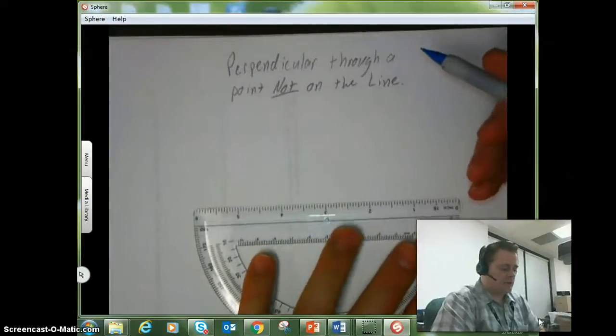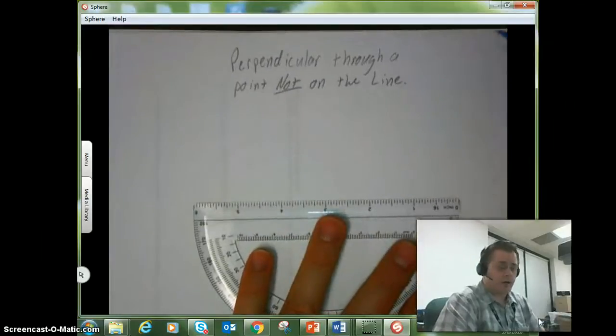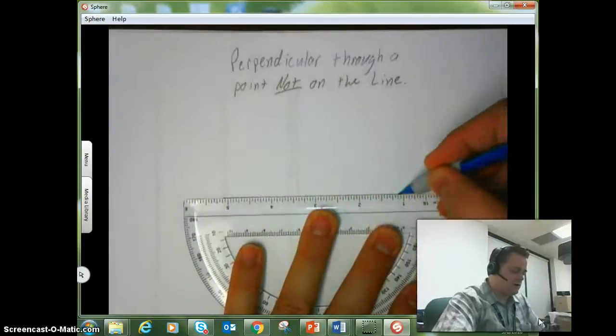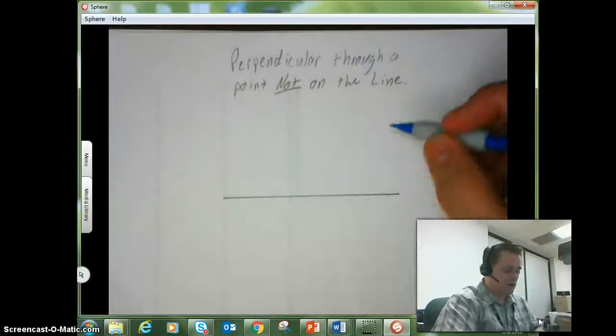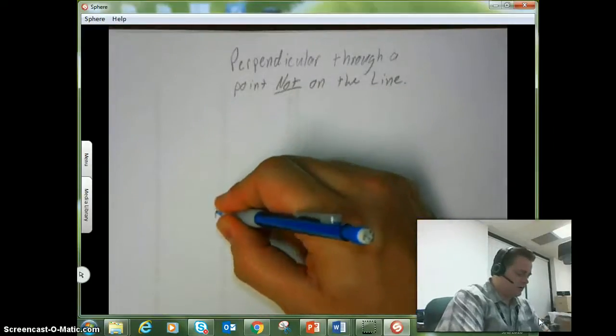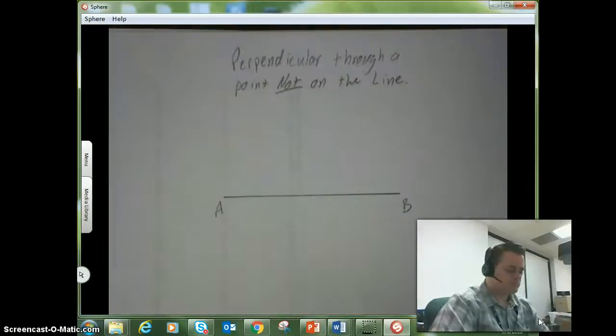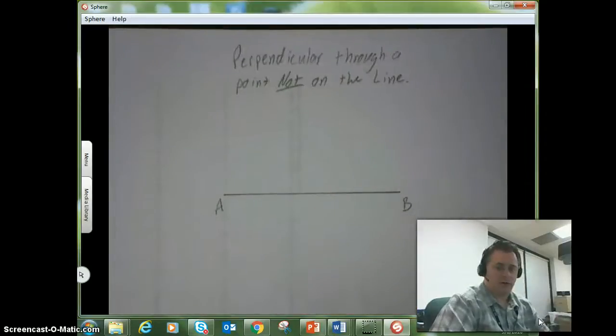So what we're going to start off with is a line segment. And just like in the previous videos, we're going to just make a line segment, and I'm not measuring the line segment at all. It's just a general line segment for us to use. I'm going to call that point A and B. So now I have segment AB.